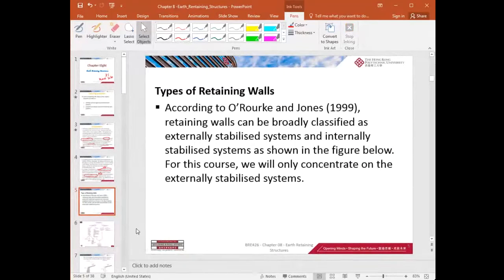Types of retaining wall. Now, retaining walls could be classified as externally stabilized or internally stabilized. Now we will concentrate on the externally stabilized system.